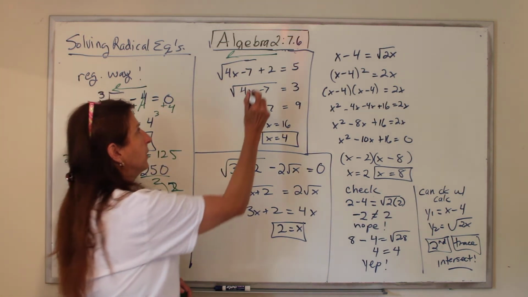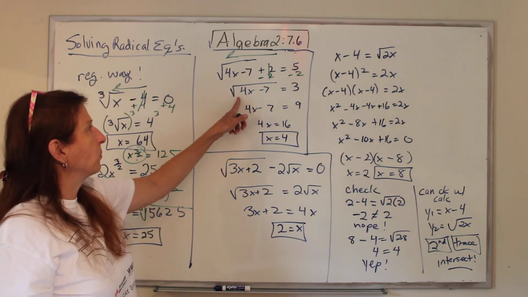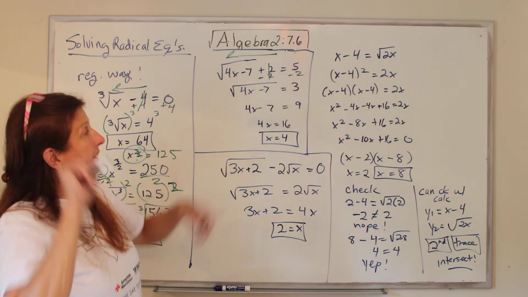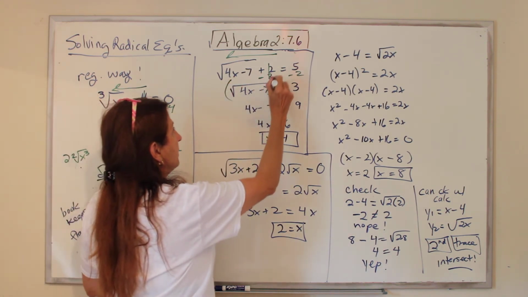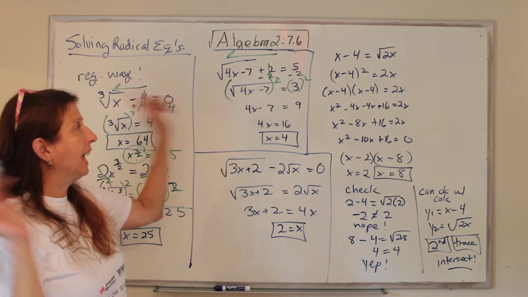So first we're going to get rid of +2 by doing -2 to both sides. Those cancel out. And the square root of 4x - 7 is 3. Now why is it not alone? Well, we need to get rid of that radical. So how we're going to do it is we're going to square both sides. So now it's free. Yay!